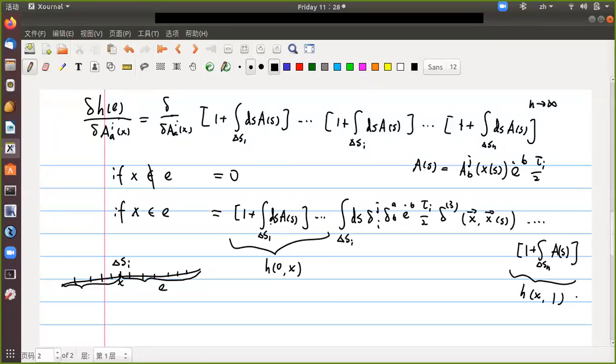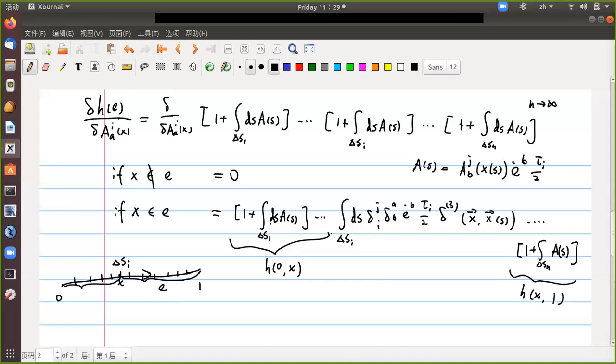Okay, this just means that you have an edge parameterized from 0 to 1. 0 means the source, and 1 means the target, and it's oriented. This means the holonomy running from 0 to the point x, and the second holonomy is the holonomy running from x to 1. I hope this is clear.